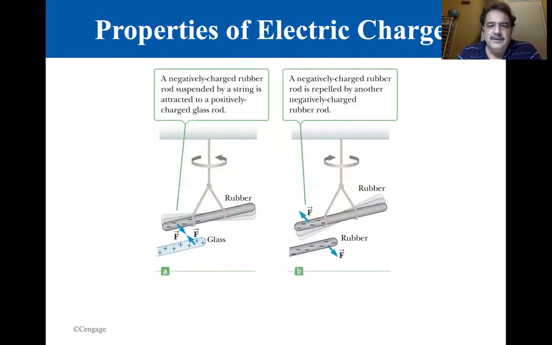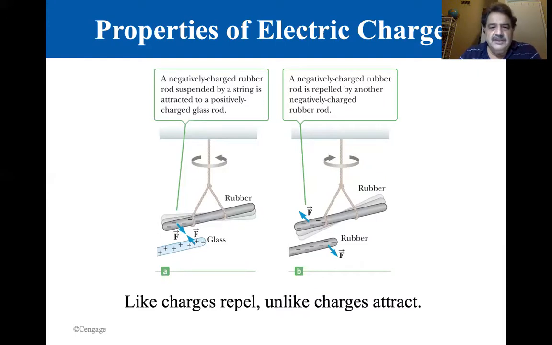And here they're showing you examples. A negatively charged rubber rod suspended by a string is attracted to a positively charged glass rod. So there's an attractive force between the negative and the positive. And then it shows a negatively charged rubber rod is repelled by another negatively charged rubber rod. So just from this one slide, we learned that opposite charges attract and like charges repel. You can see the negative and the negative, they repel each other. If it would have been a positive and a positive, they would have repelled each other. And we're going to see that.